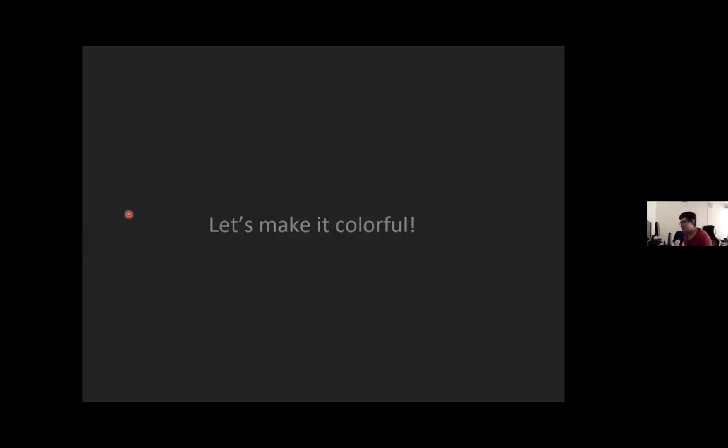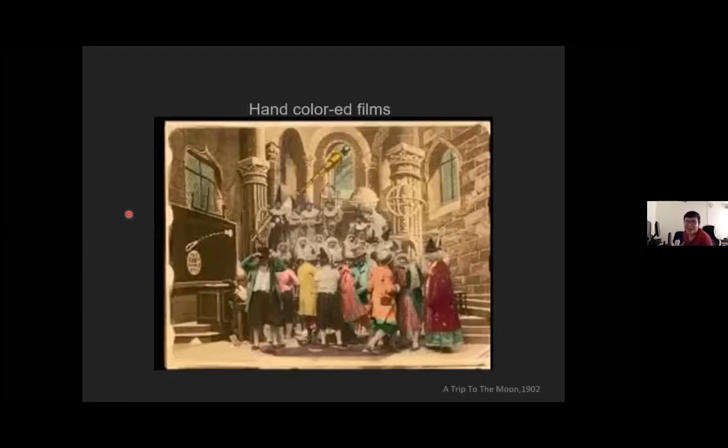So some genius actually went and did hand-colored films, okay? So this is an example of hand-colored films. It's actually called A Trip to the Moon, okay? And it's produced in the year 1902. And Jerry, you're correct. These guys actually painted every single frame, okay? If you guys don't believe me, go ahead and Google it, okay? A Trip to the Moon, year 1902.